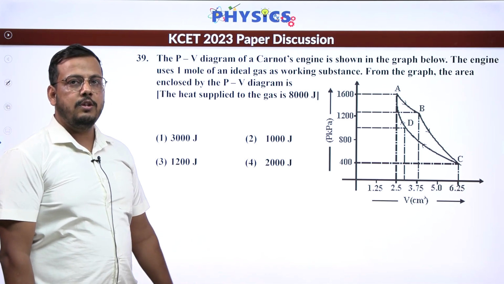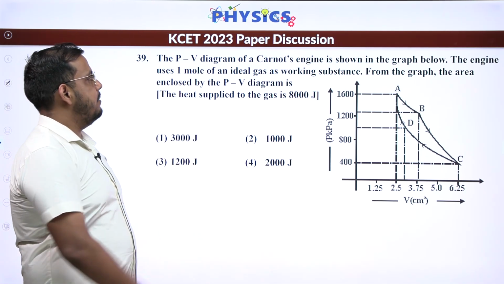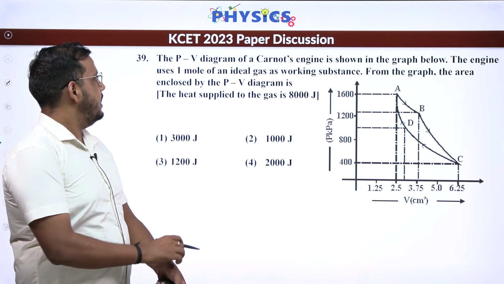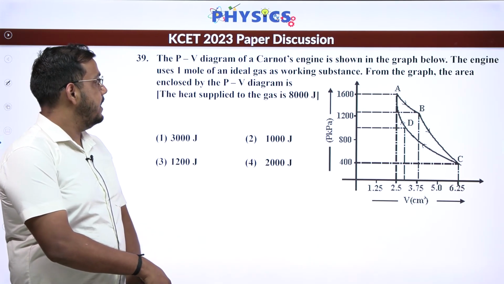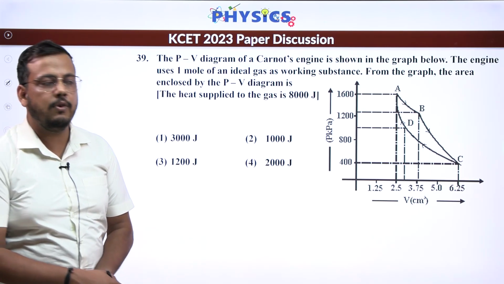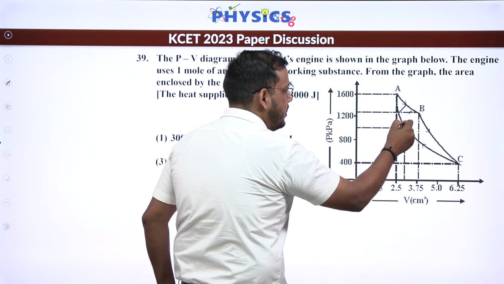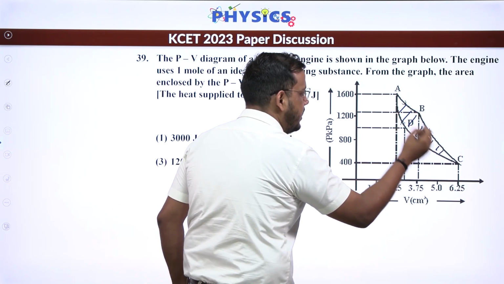So the next question is question number 39. The PV diagram of a Carnot engine is shown in the graph below. The engine uses 1 mole of an ideal gas as working substance. From the graph, the area enclosed by the PV diagram is. So they are asking what is the work done in the whole cycle.